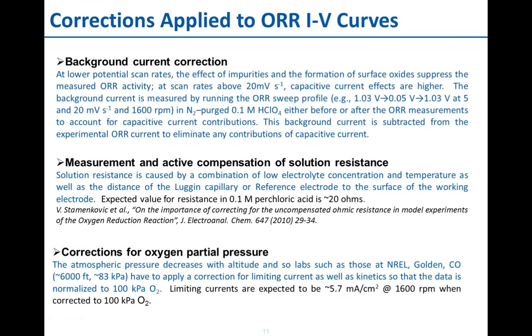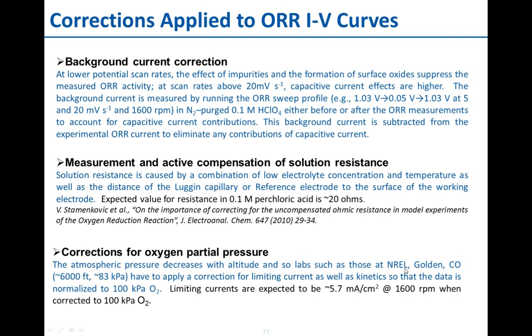One other thing about the protocol and the measurement, I wanted to talk about the corrections applied to our IV curves. I won't go into the details of this, but one needs to do a background current correction. What we mean by this is simply the CV measured under nitrogen has to be subtracted from the IV measured under oxygen, just to take care of the background. Secondly, we need to correct for the solution resistance. For 0.1 molar perchloric acid, the resistance is about 20 ohms. Some potentiostats like the Autolab make this correction in situ, but not all potentiostats do that.